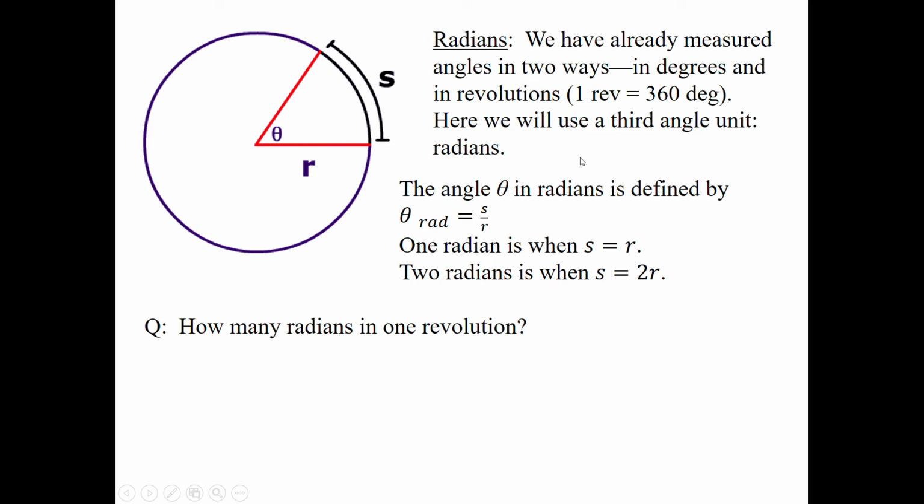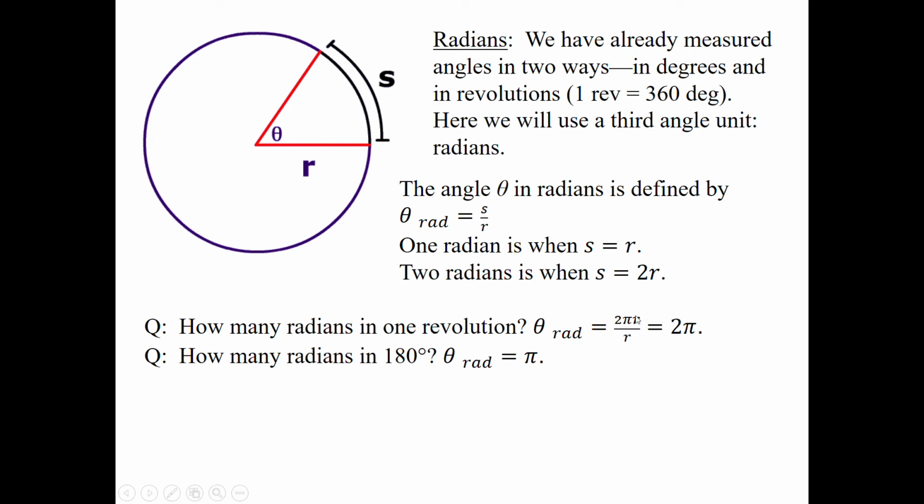How many radians are there in one revolution? Well, we can use this same definition and say, in one complete revolution, you've gone 2 pi r, that's what s would be, and you divide that by r and you get 2 pi. So there are 2 pi radians. 2 pi radians is the same angle measure as 360 degrees, which is the same as one revolution. 180 degrees, of course, is half of that. 90 degrees is half of that. So pi over 2 is 90 degrees.